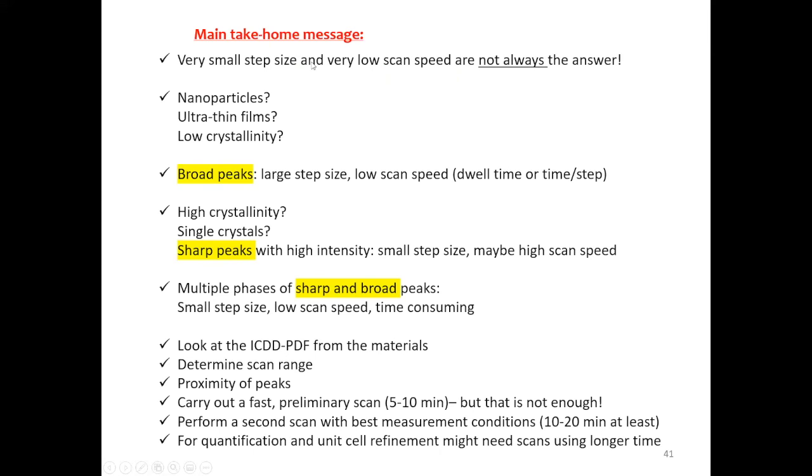If you have sharp peaks, maybe you can go with a fast scan, because sharp peaks tend to have high intensity and you are more interested in your step size. If you have a mixture of them, good luck, because then you have to find a compromise for both. So the best way to set your scan is to look at the PDF database for your reference where your peaks should be. Watch out for possible overlaps of the peaks, because then you have to have a small step size. Carry out a fast preliminary scan first to see how things are going, and then do a more detailed scan. Now, it's very helpful that modern instruments nowadays tend to be much faster for data collection.